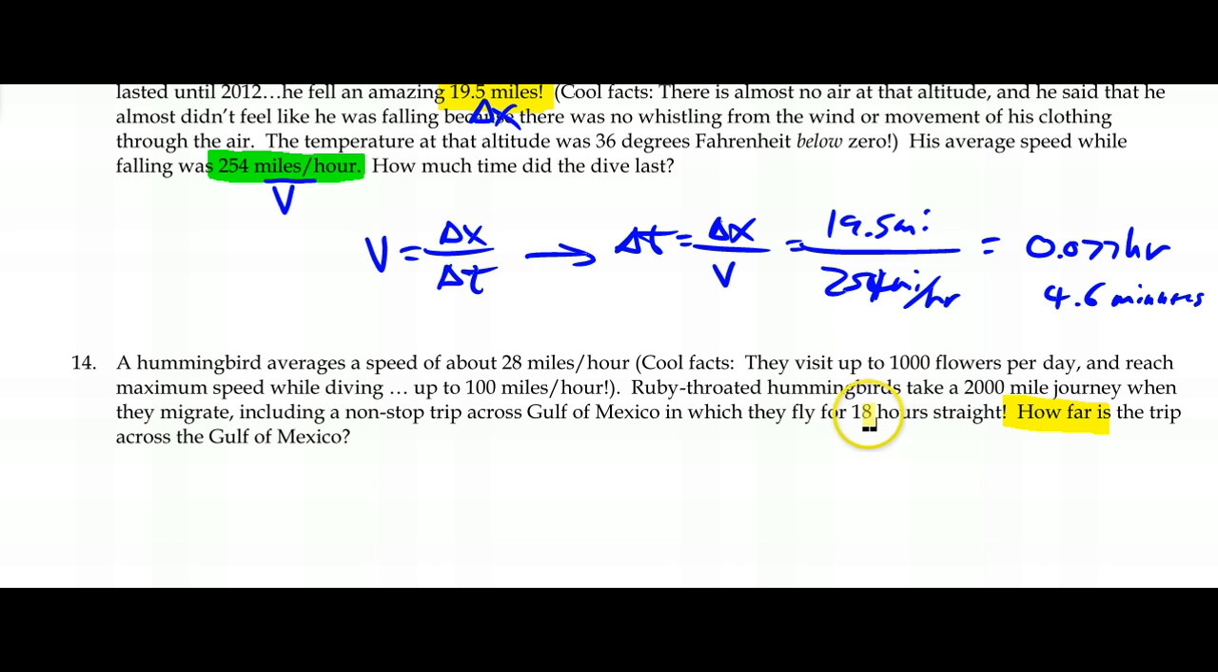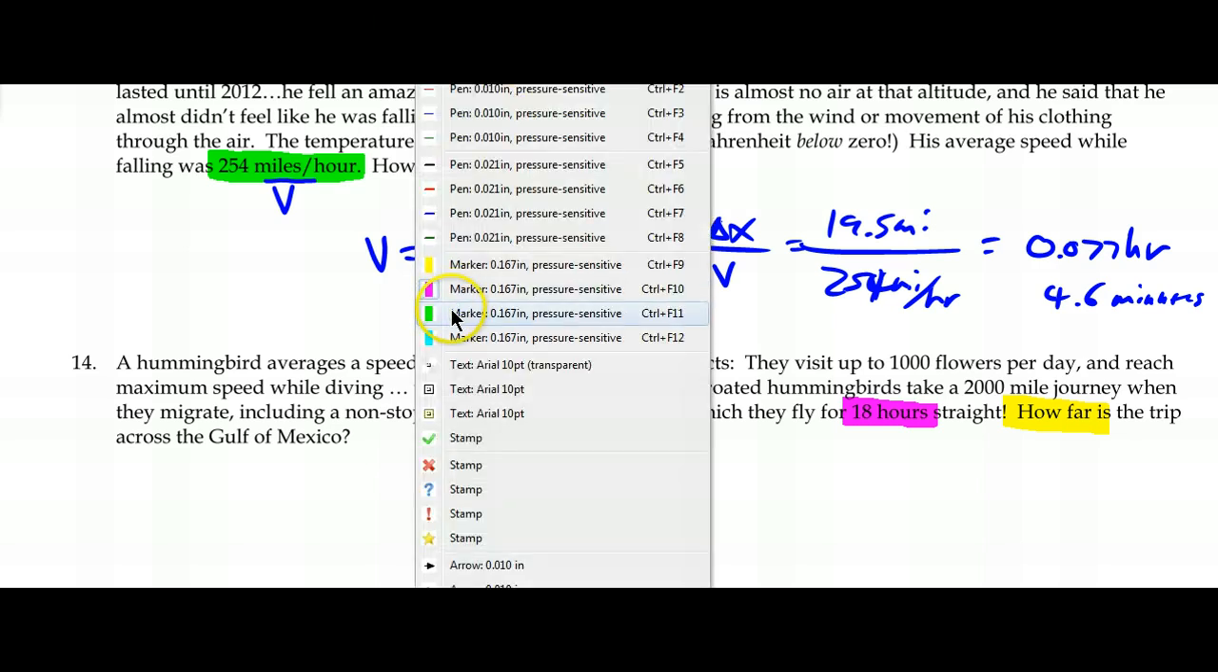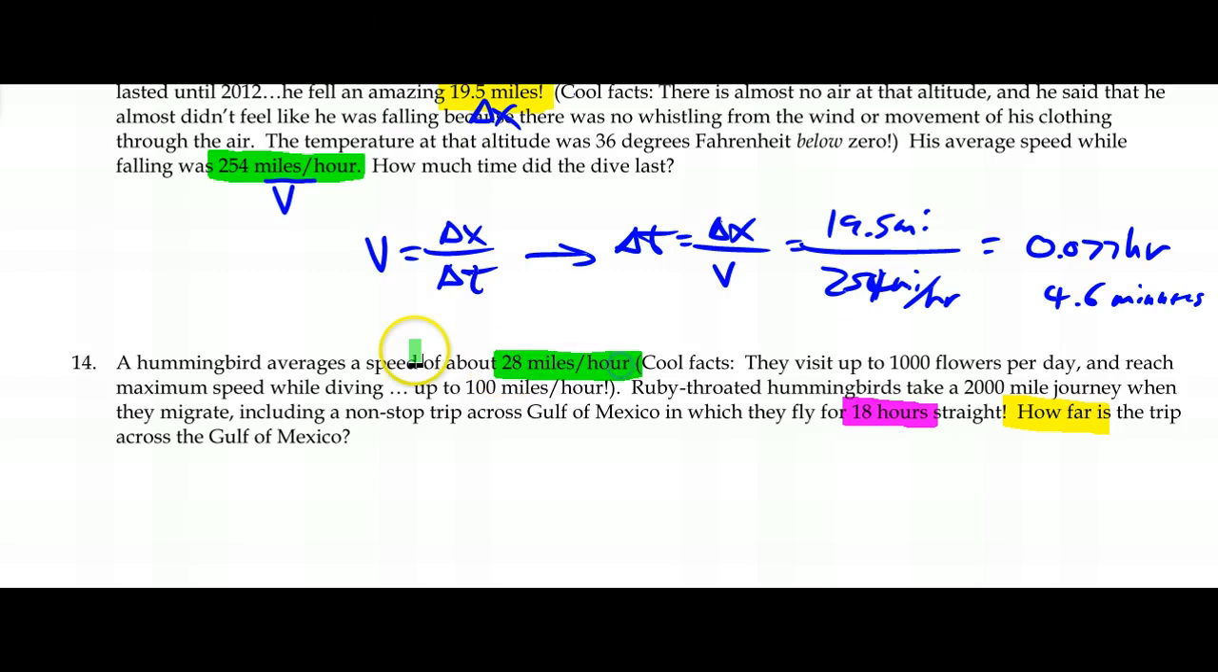Now, it's not a 2,000-mile journey across the Gulf of Mexico, but it takes them 18 hours of time to go across the Gulf of Mexico. Now, on average, they can manage a speed of 28 miles per hour. That's average speed. Of course, sometimes they'll be going faster, sometimes a little bit slower. Certainly depends on which way the wind is blowing. That might help them or hurt them. But on average, it's 28 miles per hour.